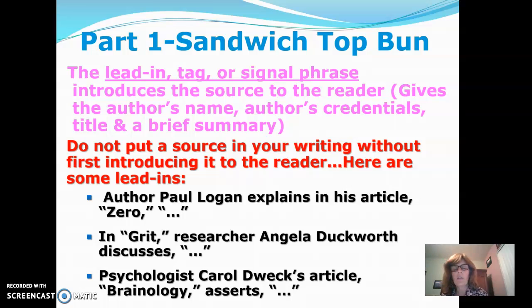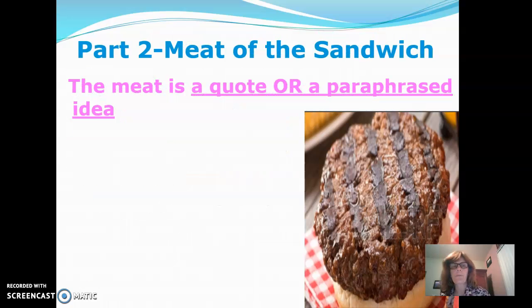In each of these, we're giving the author's full name, the title of the article, and brief credentials about each author, meaning, for example, Carol Dweck is a psychologist, Angela Duckworth is a researcher, and Paul Logan is an author. This lets the reader know why their opinion matters.